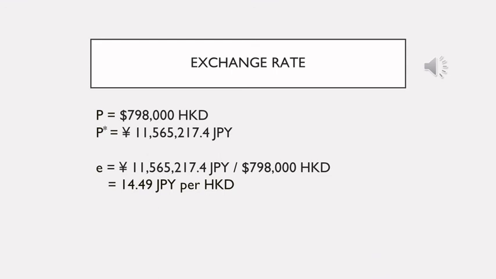Okay, let's calculate the exchange rate. We can see that P equals 798,000 Hong Kong dollars, and P star equals 11,565,217.4 Japanese yen. According to the formula in the previous slide, we need to divide P star by P. So the answer is 14.49 Japanese yen per Hong Kong dollar.